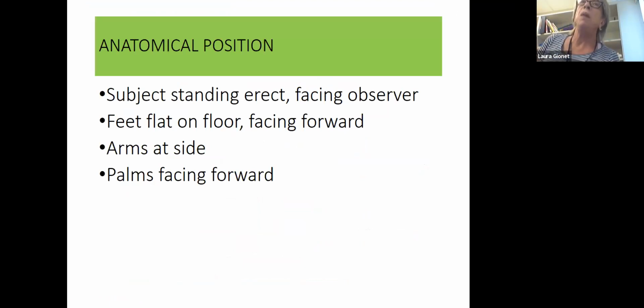Okay, so moving on from that, we're going to talk about anatomical position and discuss some examples of what and how you would use directional terms. And this is a big part of Lab 1.